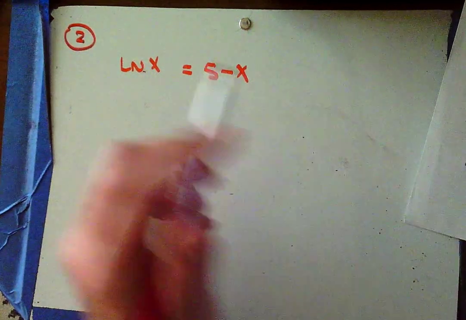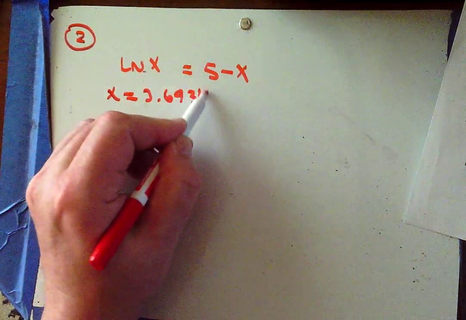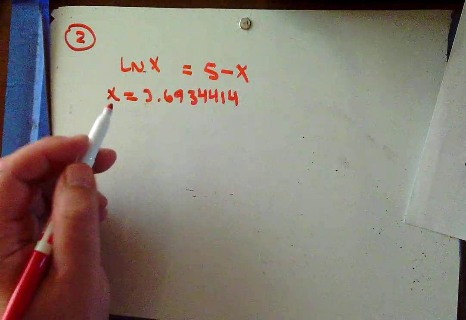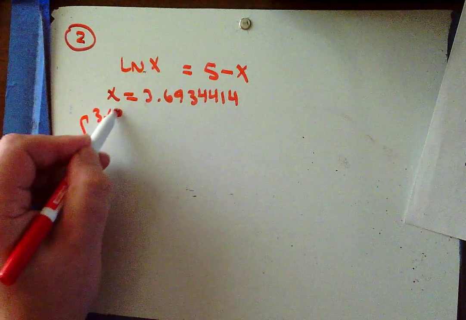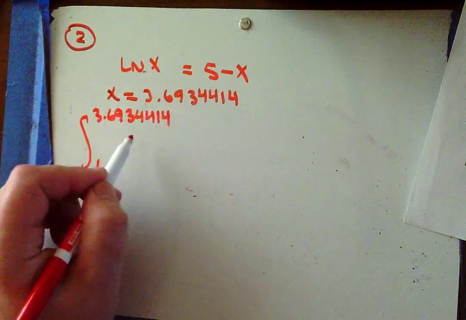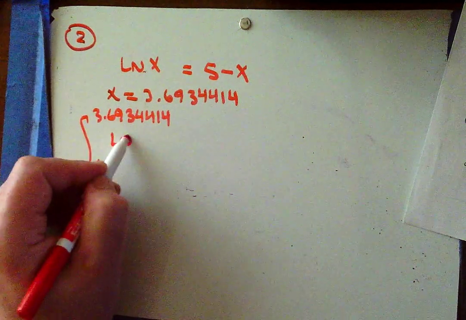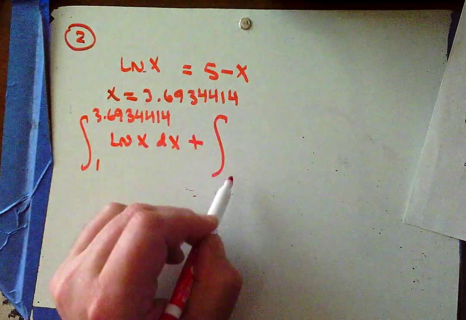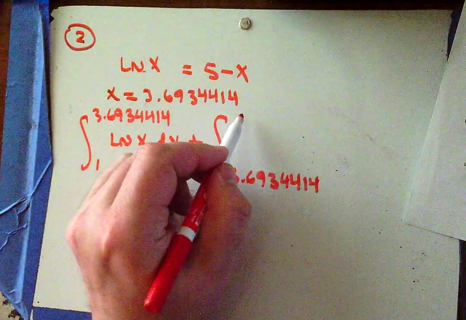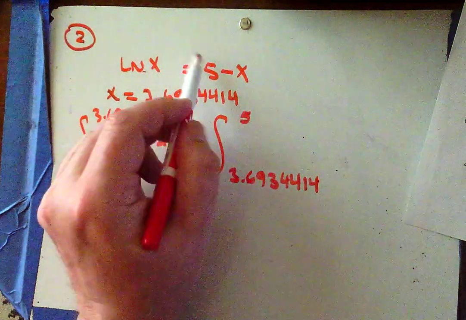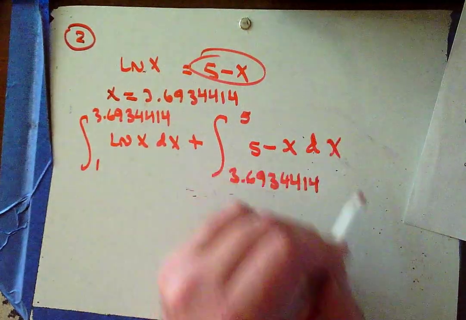When you do, that is x equals 3.693441. So, the integral from 1 to 3.693441 of the ln function, ln of x dx, plus the integral from 3.693441 out to 5, that's the x-intercept for this line, of 5 minus x dx.